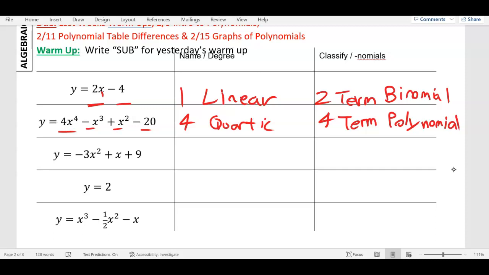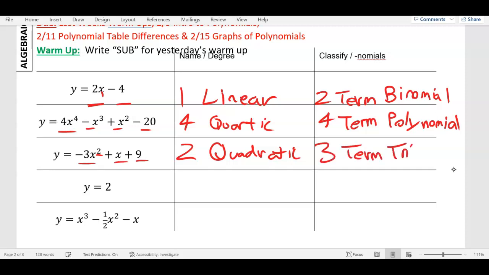Next one. What's the highest degree you see? Degree 2. What do you call a degree 2? Quadratic. You sure? What do you think? Exactly. Quadratic. And how many terms do you see there? 3. Very good. 3 term is trinomial. Trinomial, because tri is the prefix for 3.